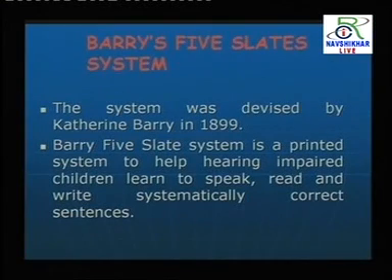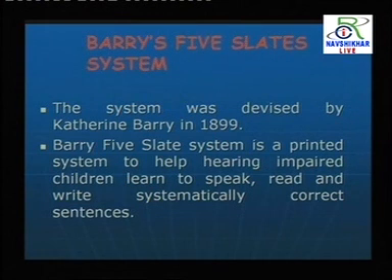Okay, we have already discussed Fitzgerald's key and the Apple Tree program. Now we'll be discussing Barry's 5-slate system. The system was devised by Catherine Barry in 1989, and Barry's 5-slate system is a printed system to help hearing impaired children to speak and write systematically correct sentences.